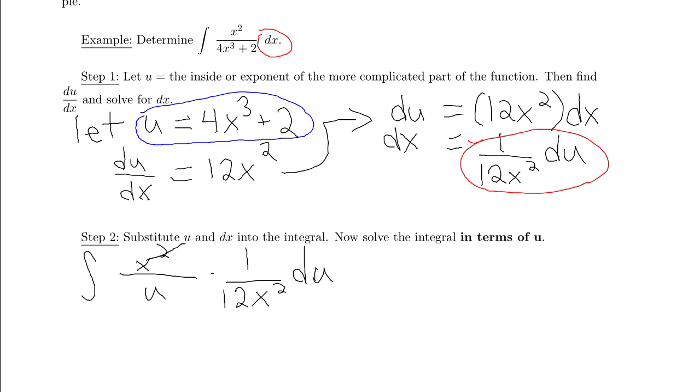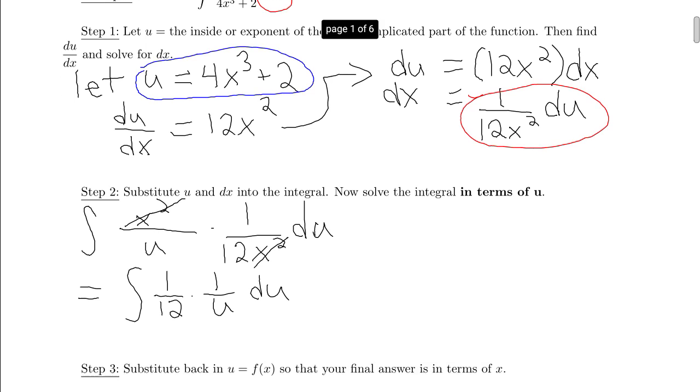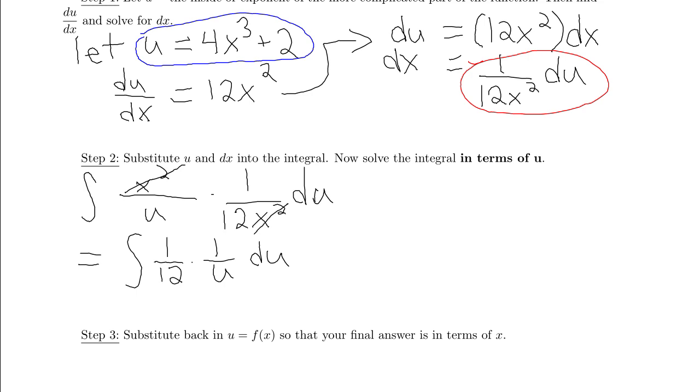This x squared cancels on the top and the bottom, and I'm left with this integral of 1 over 12 times 1 over u du. And so this means that we've done everything right. When you substitute your u and your dx into your integral, as long as your resulting integral is entirely in terms of u and du, you haven't made any mistake. If your x's can't cancel out and you can't rewrite your x back in terms of u, then that means you probably made the wrong substitution, which is okay.